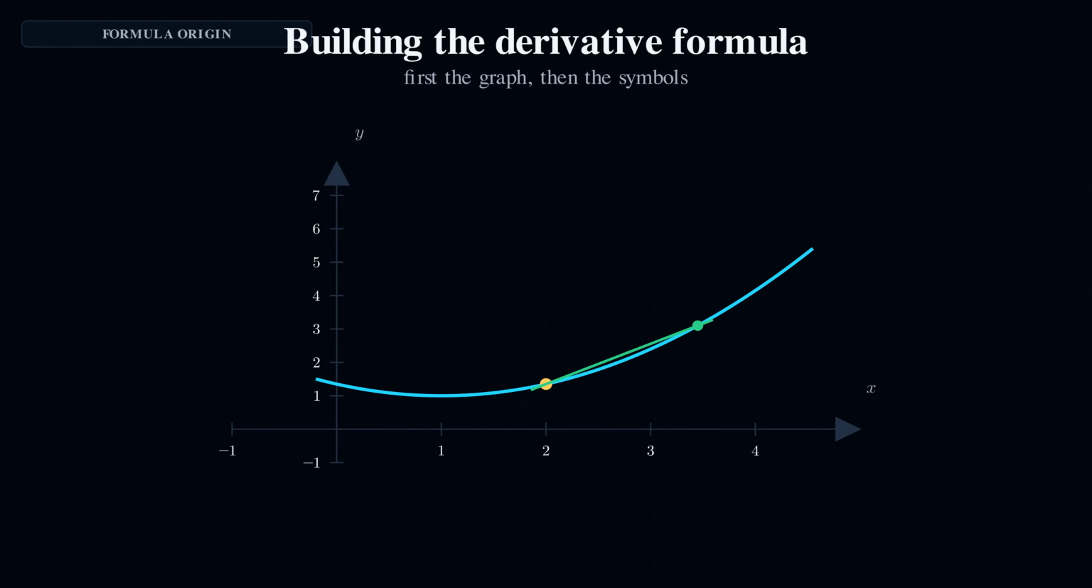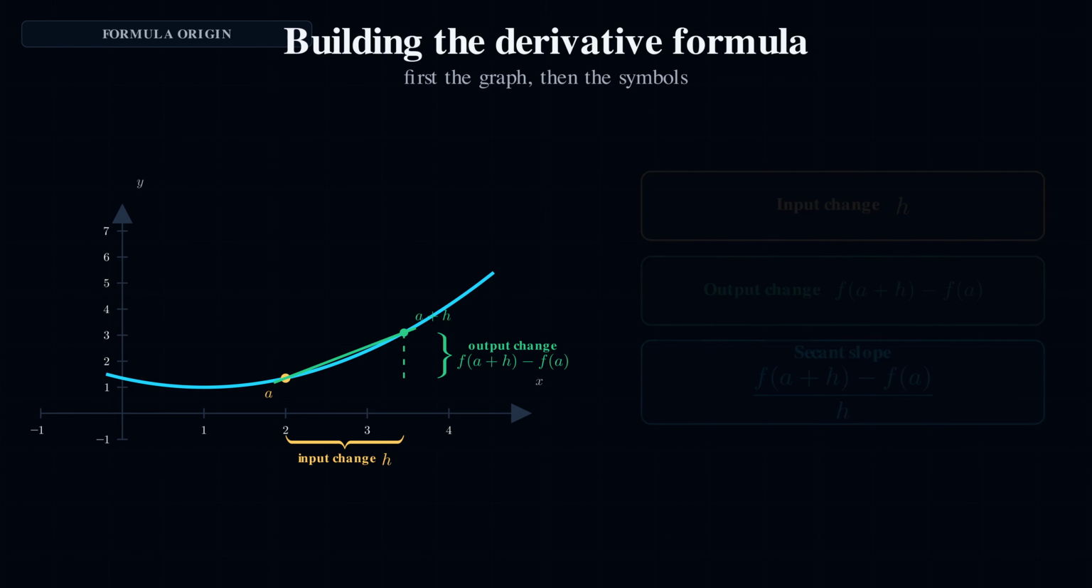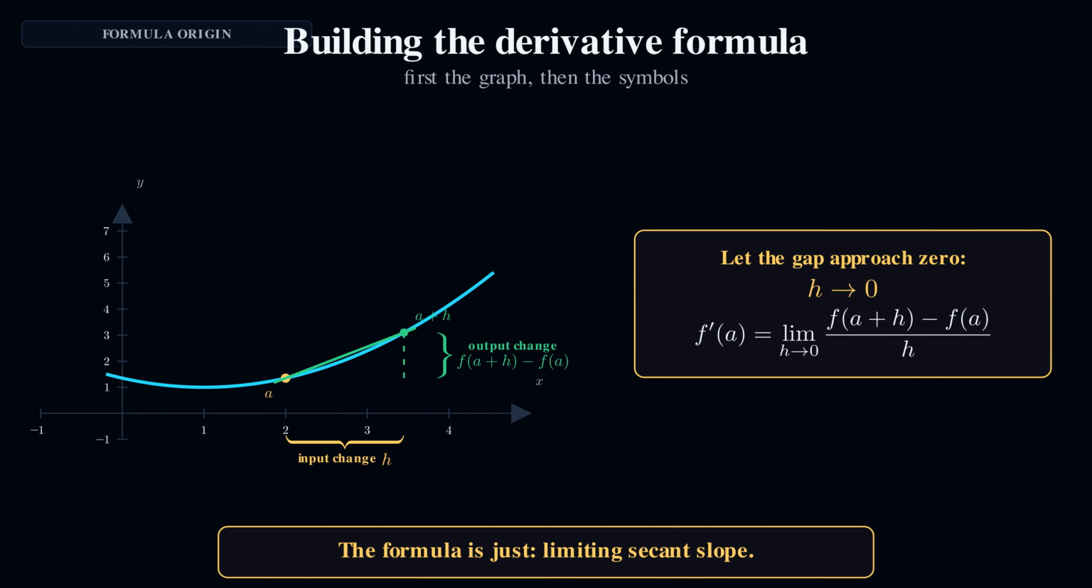Let us build the derivative formula from the graph. Start with a fixed input, called a. Choose a nearby input, called a plus h. The horizontal distance between them is h. That is the input change. The output at the fixed input is f of a. The output at the nearby input is f of a plus h. So the vertical change is f of a plus h minus f of a. The secant slope is output change divided by input change. That gives f of a plus h minus f of a, divided by h. Now let the nearby point approach the fixed point. That means h approaches 0. The limiting secant slope is the derivative.